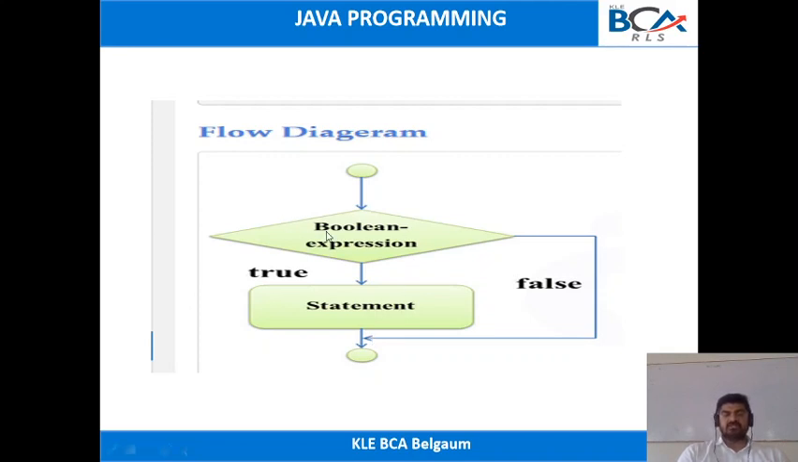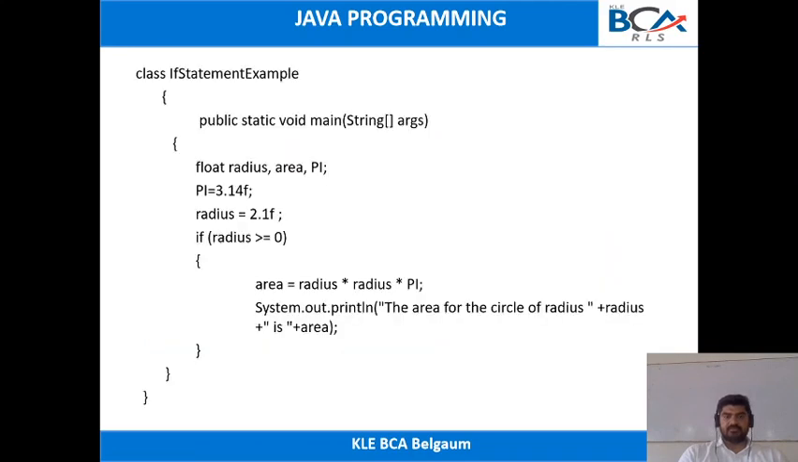Suppose you have the expression like if A is greater than B, so it will check whether A is actually greater than B. If it is true, these statements will get executed. If it is evaluated to false, then it will skip the execution of these statements and control will be passed to the following statement. So this is the flow diagram.